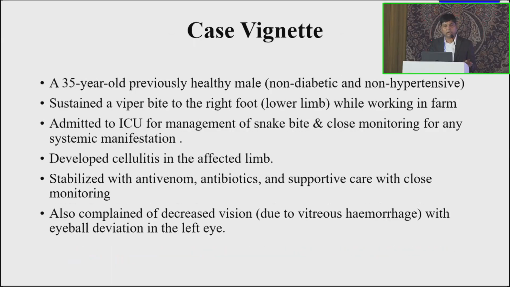The case was a 35-year-old, previously healthy male patient who had sustained a viper bite to the right foot. For that, he was admitted to the ICU for the management of snake bite and for close monitoring of any systemic manifestations. He developed cellulitis in the affected limb, then stabilized with antivenom, antibiotics, and supportive care. Then he also complained of decreased vision with eyeball deviation in the left eye. So we followed that case for 3 months.